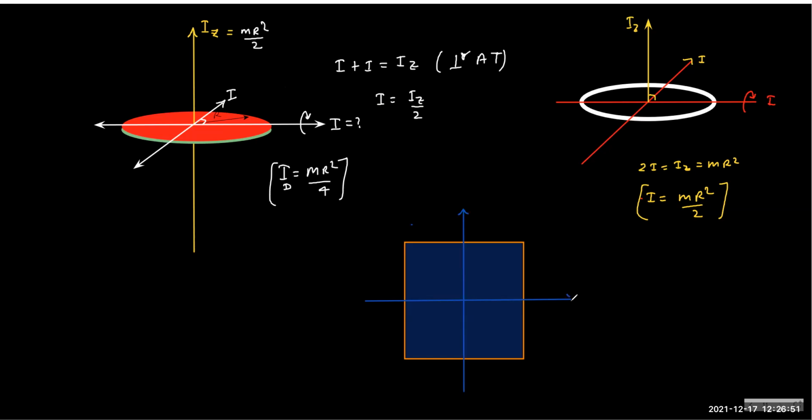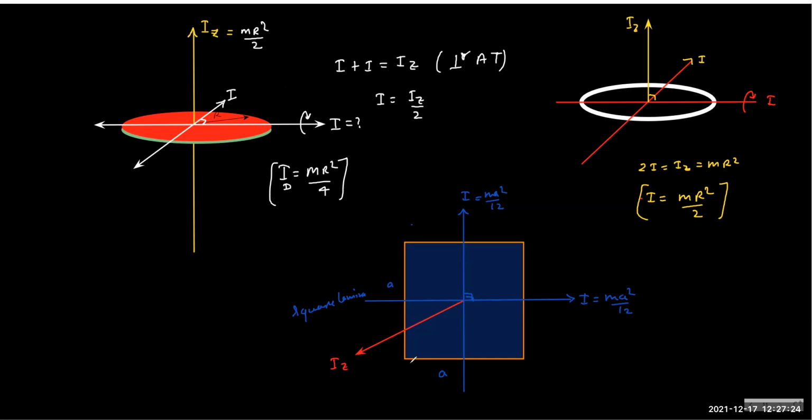Now, in case of a square lamina, if you remember, this answer was known to you and this was known to you. How much? M square by 12. How much? M square by 12. Now, without knowing the plane answer, correct? And now the question is obvious. What is this answer? I want to know this IZ.